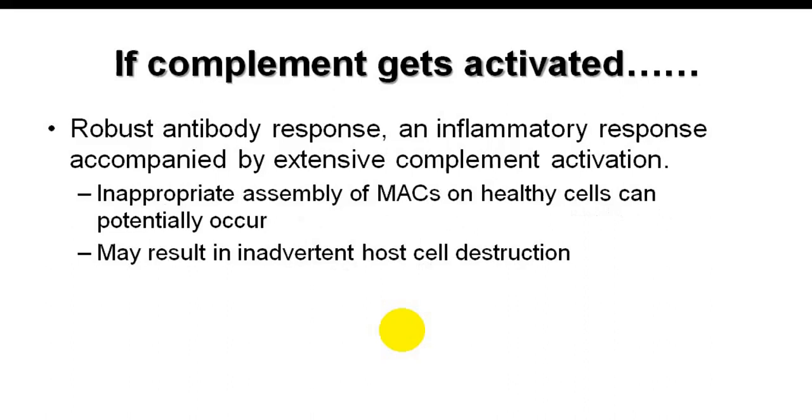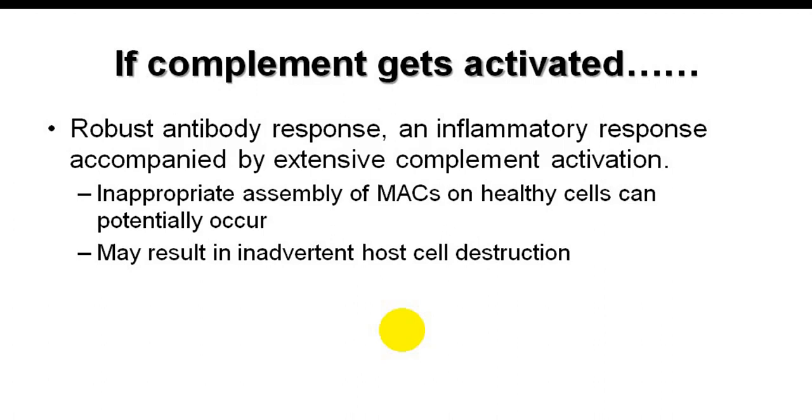So if the complement gets activated, there will be a robust antibody response, a high degree of inflammatory response, and this will be accompanied by extensive complement activation. So inappropriate assembly of membrane attack complex on healthy cells can potentially occur, and this may result in inadvertent host cell destruction. We cannot afford the host cells to get destroyed by the membrane attack complex. How can you prevent the host cell from destruction by membrane attack complex? It can be done by tightly regulating the complement pathway.